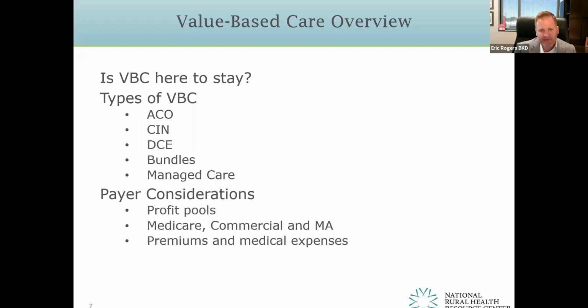So I did want to talk about that, is that you make your margins as a hospital off of your commercial business and your MA business. Now, collectively, that may only be 20, 30, 40% of your total revenues, but that's where your margins are coming from. And so if there's more money in the pot over there, that's where we may want to be thinking about an opportunity to share in that because of our efforts. So I just wanted you to be aware of that and how the premiums and the medical expenses are calculated across those.